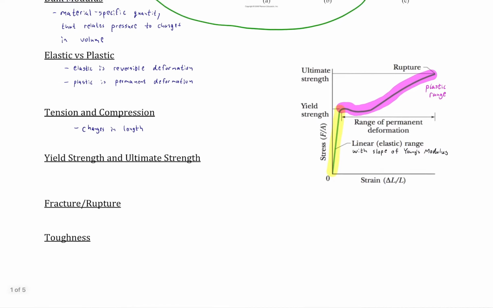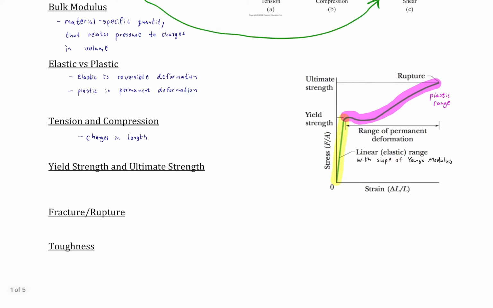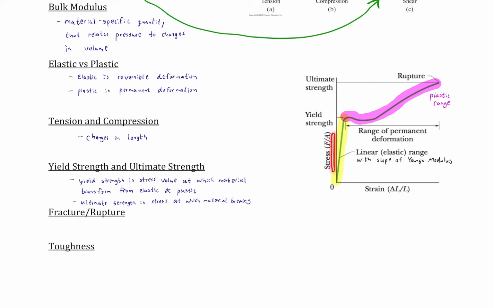So tension and compression are just changes in length. They would apply to, you guessed it, the Young's modulus, also known as the elastic modulus. So what's the difference between yield strength and ultimate strength? I mentioned it just a second ago. Yield strength is the stress value, remember stress is force per area, at which material transforms from elastic to plastic. That transformation from linear to nonlinear is the yield strength.